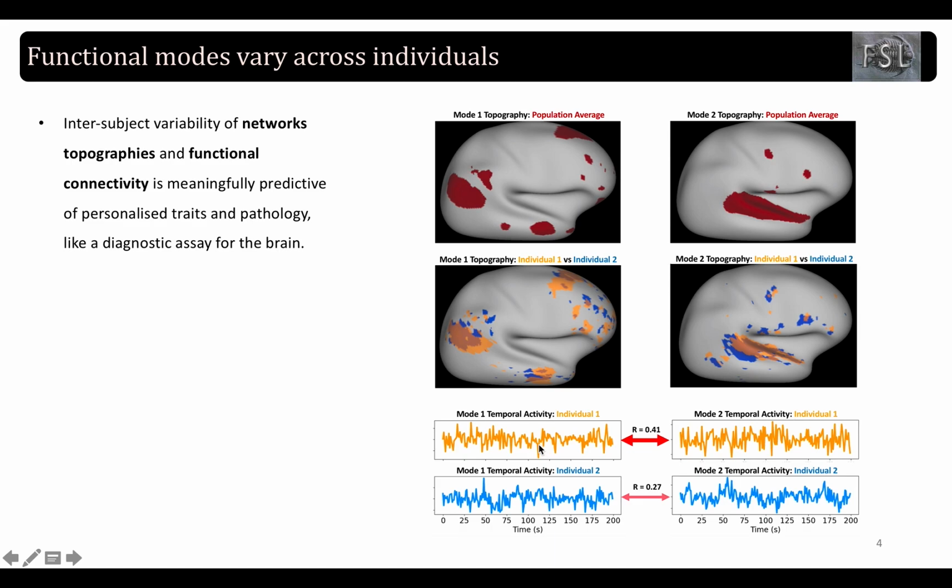Now, if we look at the time courses of the modes for individual 1 versus individual 2, and find the temporal correlation between the modes, we can see that the values for temporal correlations are also different. So these two characteristics, the spatial topography and functional connectivity, are two key things that we want to be able to accurately estimate for each person and investigate how they are different across people.